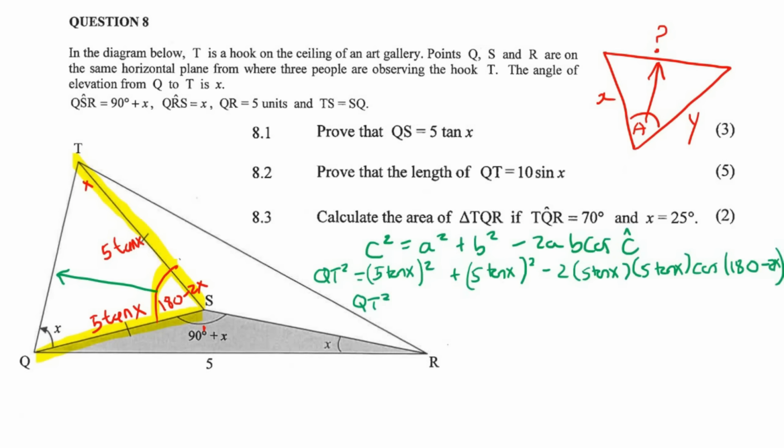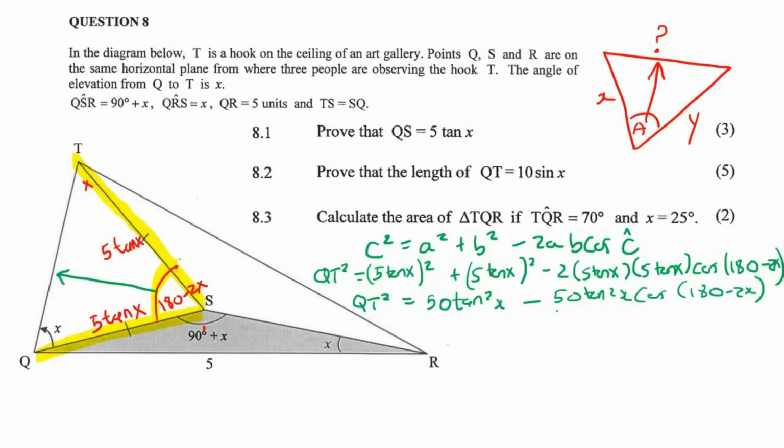So QT squared is equal to, this is going to become 25 tan squared x, and this is going to become 25 tan squared x. Together, that will become 50 tan squared x. Now this part here is 2 times 5, which is 10, times 5, which is 50. That's also going to be 50 tan squared x, and then cos of 180 minus 2x. Now a big problem that I see is a lot of learners just subtract these two from each other. But that's not correct. You can't just subtract them, because this 50 tan squared x is attached to the cos of 180 minus 2x. So you cannot subtract this one and this one.